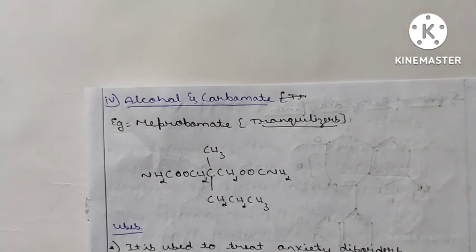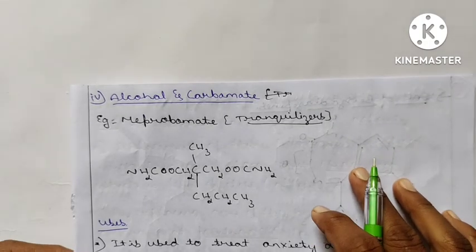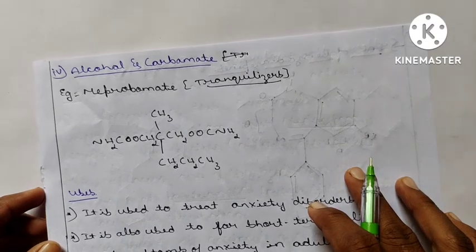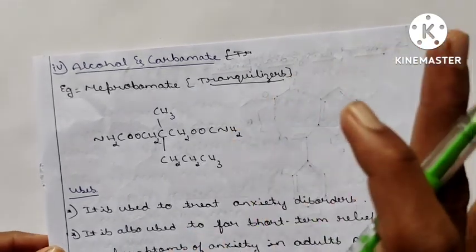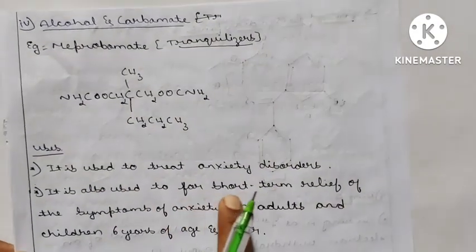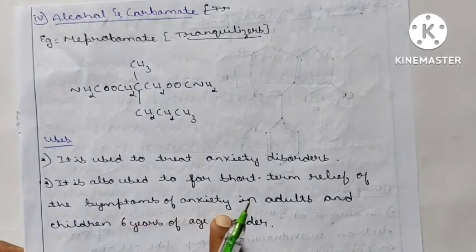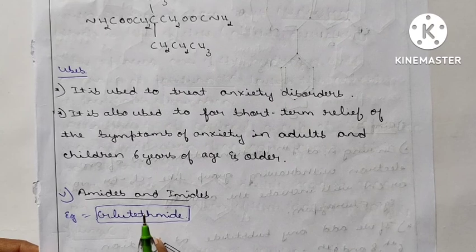After non-benzodiazepines comes alcohol and carbamate. It is also one of the classifications of hypnotics and sedatives. Meprobamate is a tranquilizer. This is the structure of meprobamate. It is used to treat anxiety disorders, for short-term relief of the symptoms of anxiety in adults and children 6 years of age and older. Then the last classification: amides and imides.